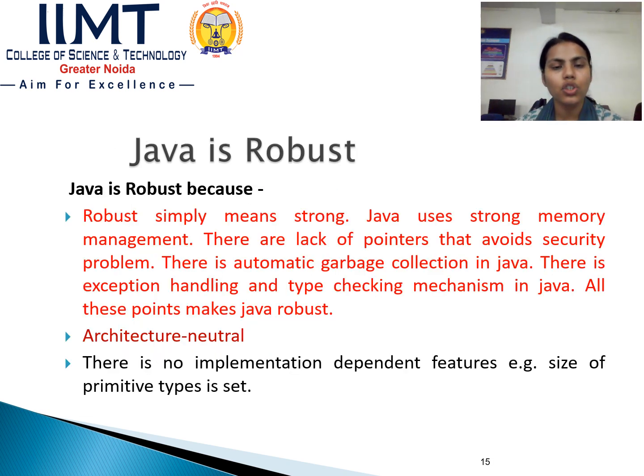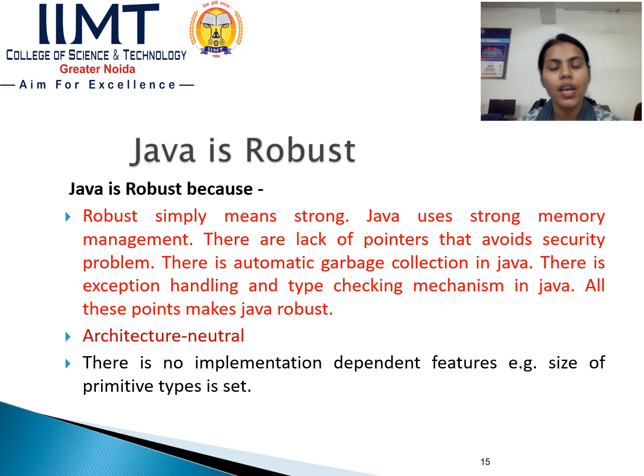Java is robust. Robust simply means strong. Java uses strong memory management. The lack of pointers avoids security problems. There is automatic garbage collection in Java. There is an exception handling and type checking mechanism in Java. All these points make Java robust.